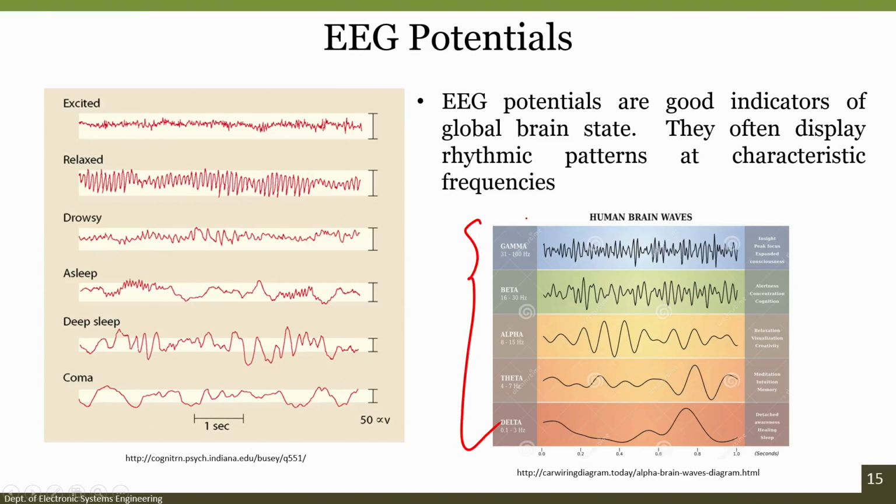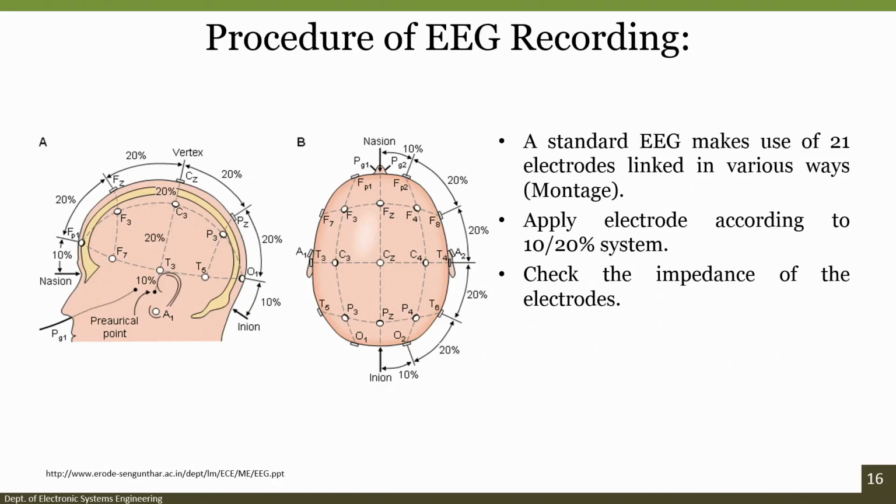A gamma frequency is between 31 and 100 hertz, and it shows peak focus, expanded consciousness. It is very difficult to see the gamma frequency in human brain waves. We require deep focus, insight and really expanded consciousness to see the gamma, while beta is alertness, concentration, cognition, alpha relaxation, theta meditation. When you do meditation, theta waves are there, and delta is detached awareness, healing, sleep. These are the states of the brain waves.